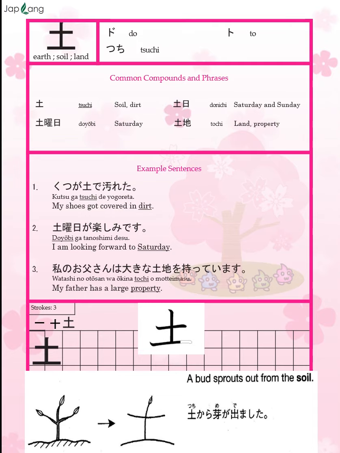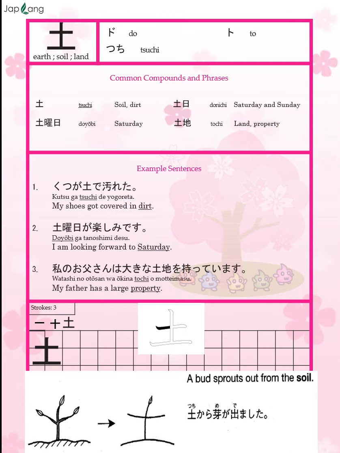Kutsu ga tsuchi de yogoreta. My shoes got covered in dirt. Or doyobi ga tanoshimi desu. I'm looking forward to Saturday. Of course, everyone who is working in a company, Monday to Friday, keeps looking forward to Saturday and Sunday. And one more sentence is Watashi no otosan wa okina tochi o motte imasu. Probably this is for some other person, not for me. It means my father has a large property.